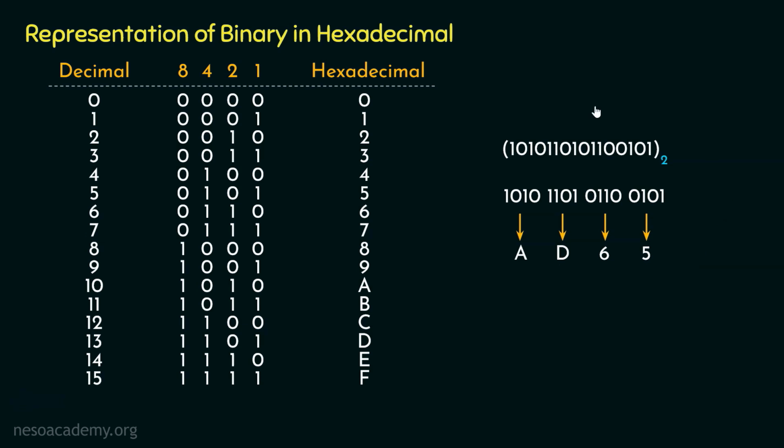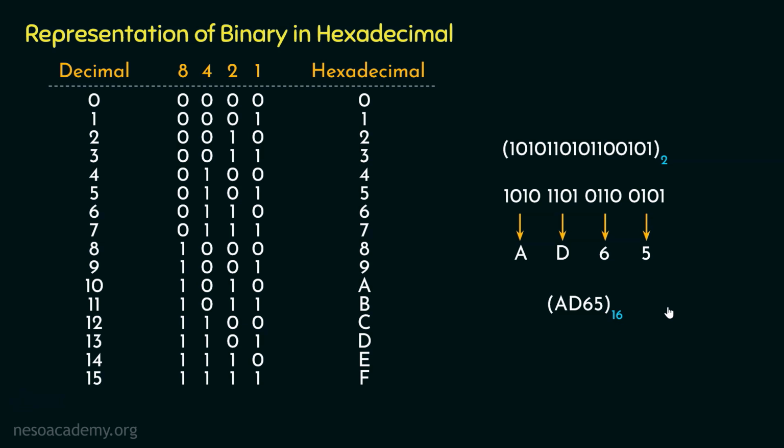Notice the representation of binary. We were using the bit stream, and with the parenthesis, we were using the subscript. Similar to this representation, in case of hexadecimal, we will have A, D, 6 and 5. Along with that, using the parenthesis, we will use the subscript 16, which will denote the base of it.